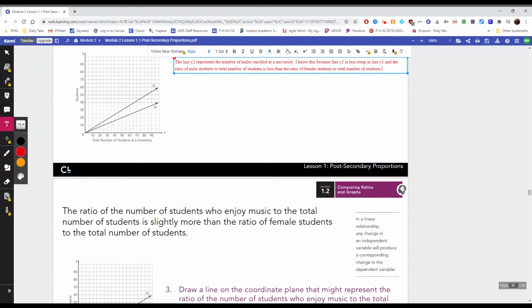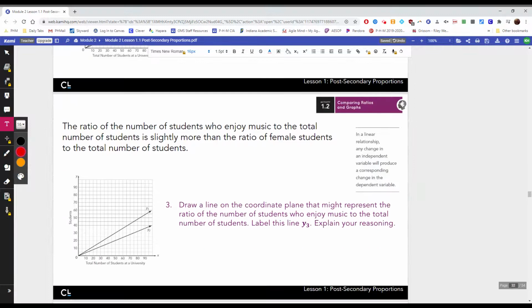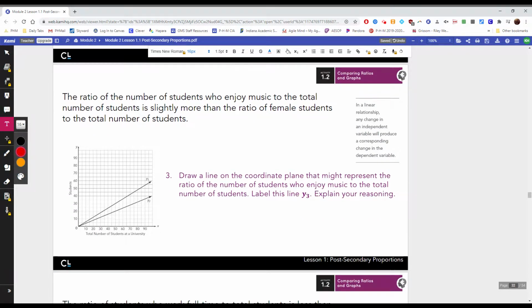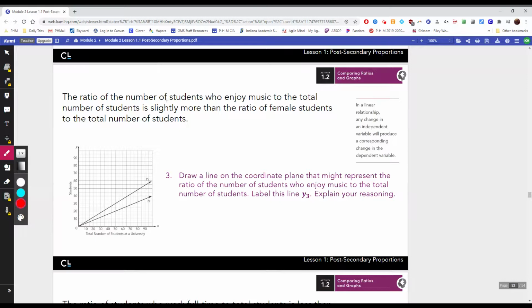All right, moving on to number 3. It says the ratio of the number of students who enjoy music to the total number of students is slightly more than the ratio of female students to the total number of students. So now we have a new group here, students who enjoy music, and we're comparing that to the total number of students.